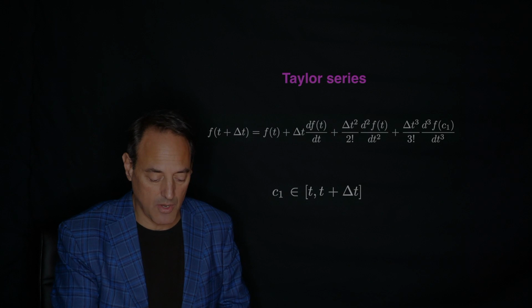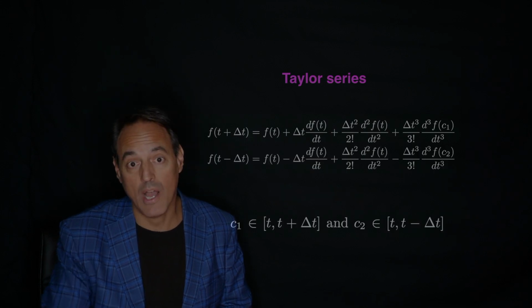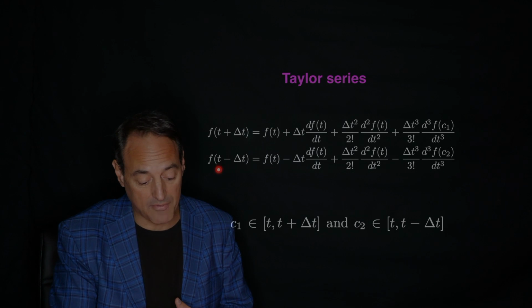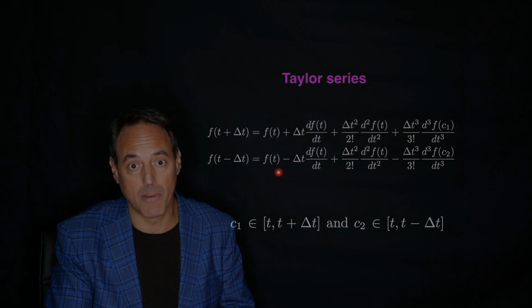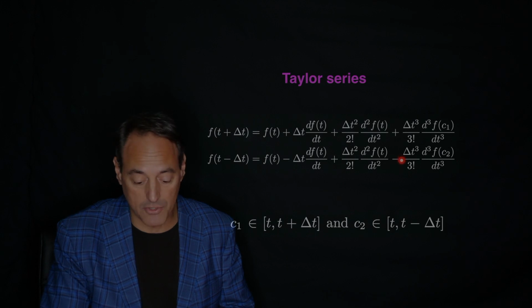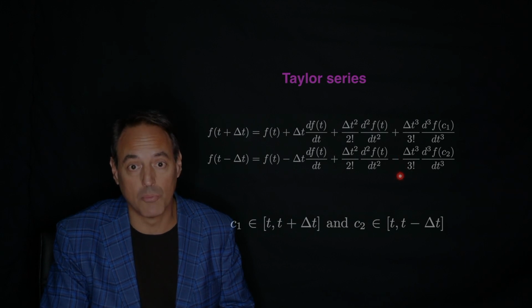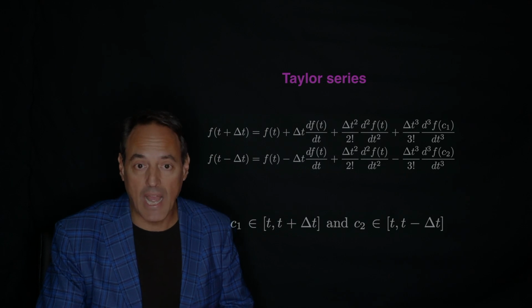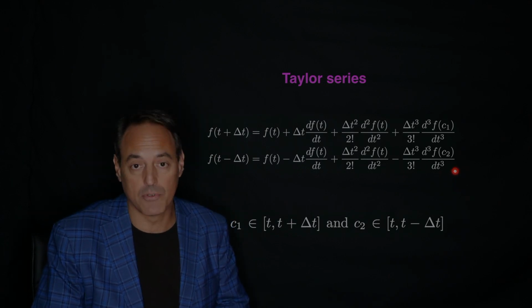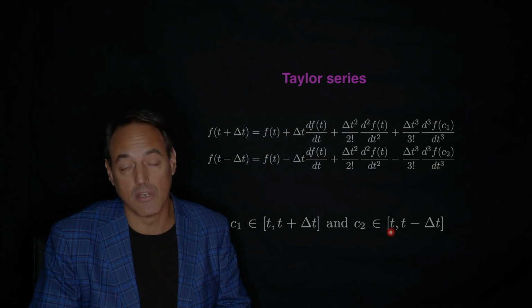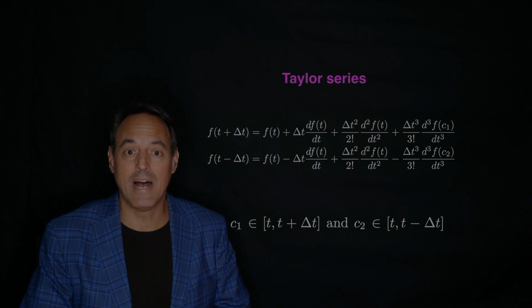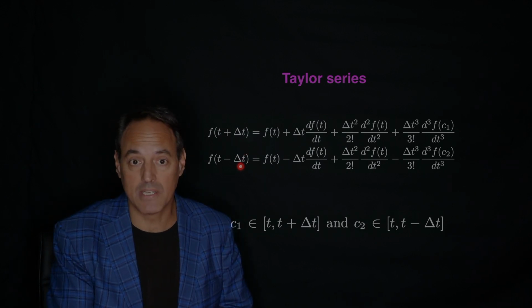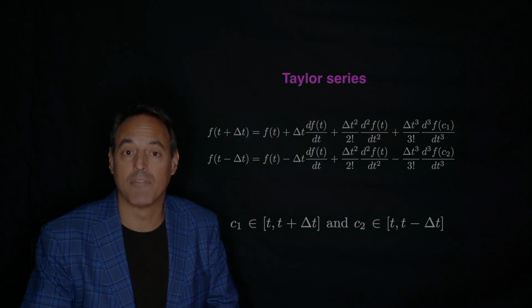So I could take this expression where I have f of t plus delta t, or I could do also an expression where I take f of t minus delta t. I just take the expression above, and wherever I see a t, I replace it by minus t. So for f of t minus delta t, I get a minus delta t here, and I also get a minus delta t cubed here. Okay? This expression closes off with some constant c2, and c2 is in the interval t minus delta t. So I have these two expressions for how to evaluate f of t plus delta t and f of t minus delta t, centered around f of t.